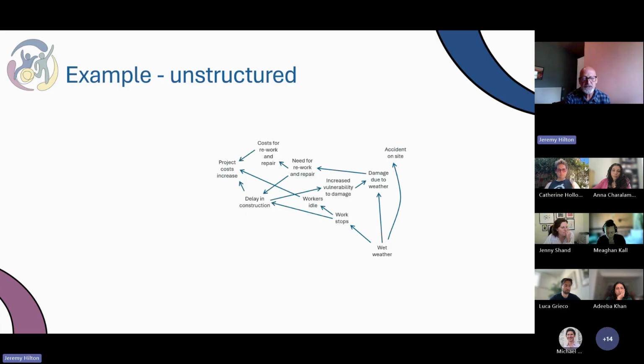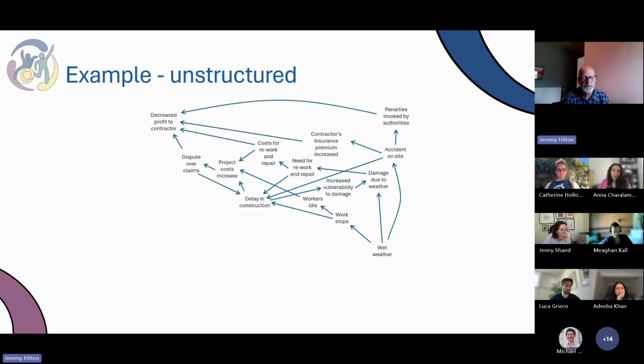Anybody who's had work done or been involved in building projects, you can look at, say, the impact of a factor. Wet weather could stop work, create damage, create accidents. Those might lead to delays, project cost increasing. That damage might lead to rework and repair. The delays might increase vulnerability. What I'm conveying here is what I see as very unstructured relationships. I'm not exploring the lines themselves. I'm just trying to build a picture of what I think so I can talk it through with other people.